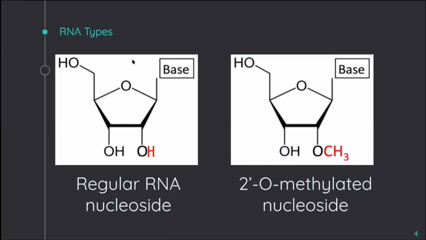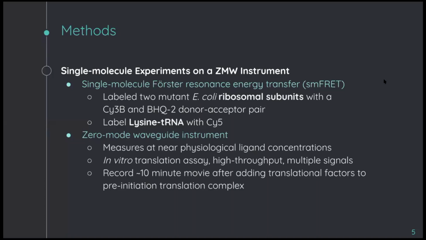Here we just show a regular mRNA nucleoside and then a 2' O methylated nucleoside. In order to analyze the effect of 2' oxygen methylation on translation elongation, a smFRET method was used to assay in vitro translation. FRET involves distance-dependent transfer of energy of about 10 to 100 angstroms from a donor molecule to an acceptor molecule. It's a great way to observe molecular interactions.